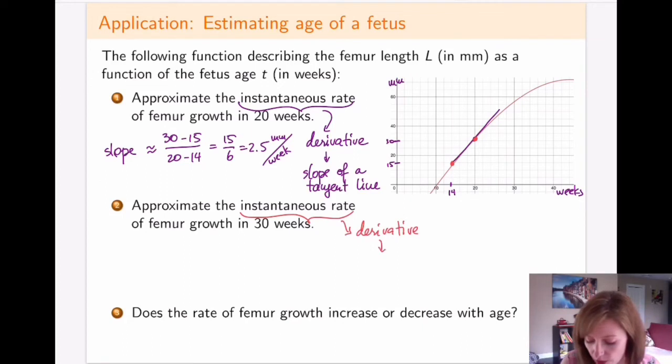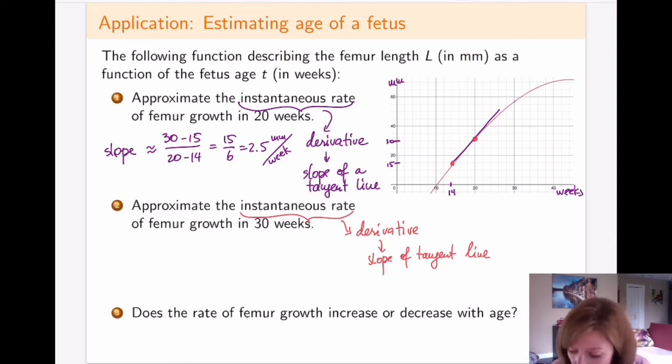And once again, we only have the graph, so we have to compute the slope of the tangent line at 30 weeks. And I'm going to leave this as an exercise to you to construct what you think to be a reasonable tangent line at 30, and then pick some points along that line to be able to compute the slope of it. I'm going to discuss part 3 though, because I don't really need to see the computations to do it. It's saying, does the rate of femur growth increase or decrease with age?